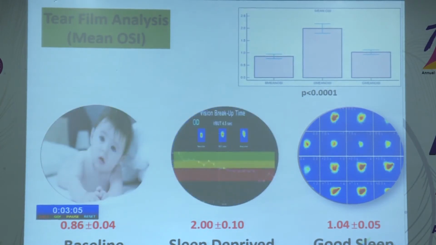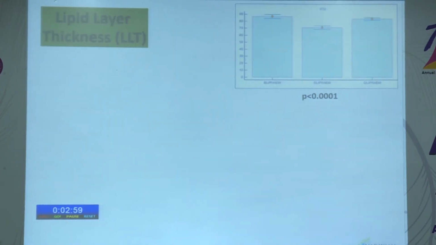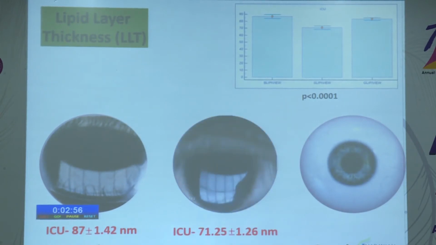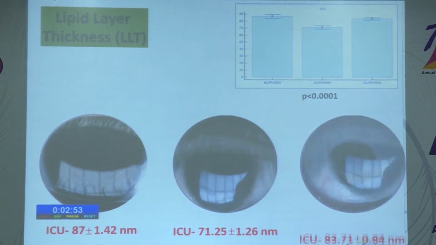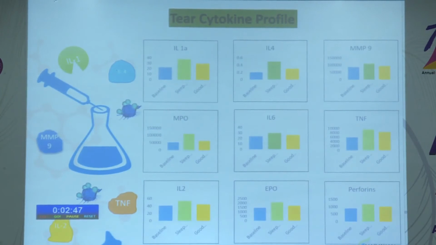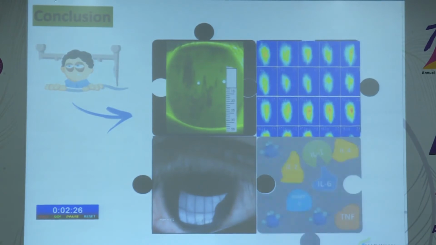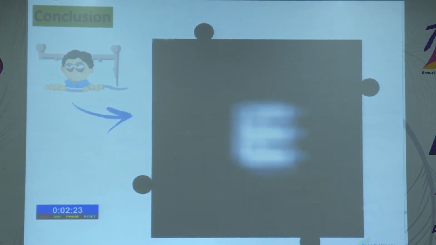And similarly for the vision breakup time, we can see how the optical quality degrades after poor sleep but improves well after good sleep. The lipid layer thickness, which was usually 82 at baseline, dropped down to 71 after sleep deprivation, and on good sleep it returned back to 83. The cytokines that we extracted were studied, and we found an increase in interleukin 1, 6, TNF alpha, MMP9, etc., which again decreased back to almost near normal levels after a good period of 3 days of sleep. So what is the conclusion of our study? We saw that the Schirmer's and all the other ocular surface tests, the lipid layer tests, the OSI, and the cytokines all led to a poor optical quality.